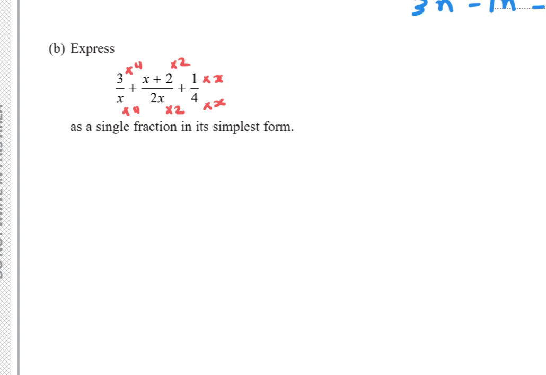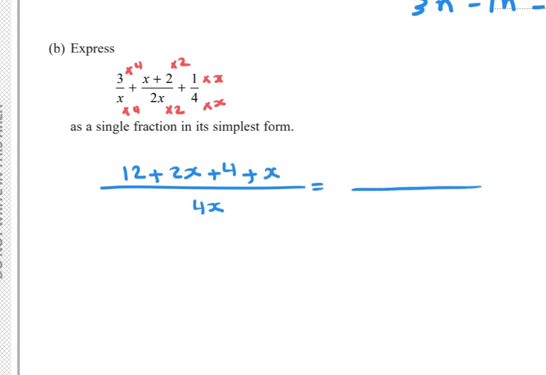Now we have the same denominator for all, 4x, 4x, 4x. So you can write the denominator 4x. And for the numerator, 3 times 4, 12, plus 2 times x equals 2x. And 2 times 2 equals 4, plus 1 times x equals x. Now, simplify the numerator. x plus 2x equals 3x. 4 plus 12 equals 16. So 3x plus 16 over 4x.